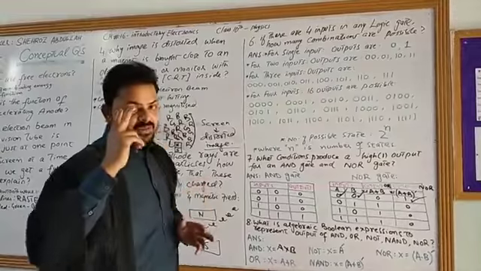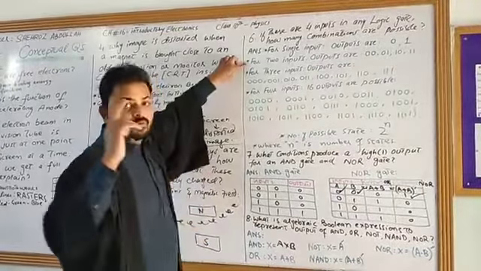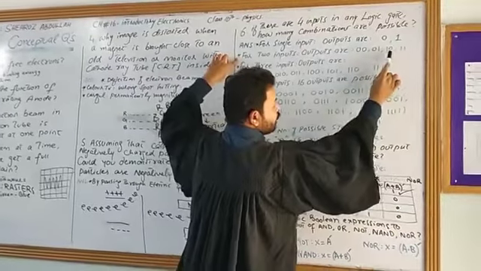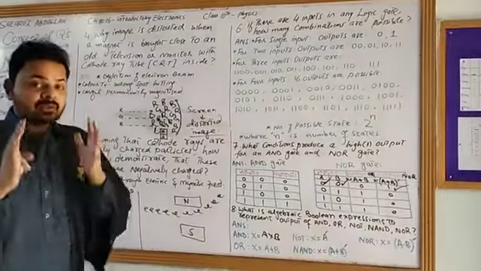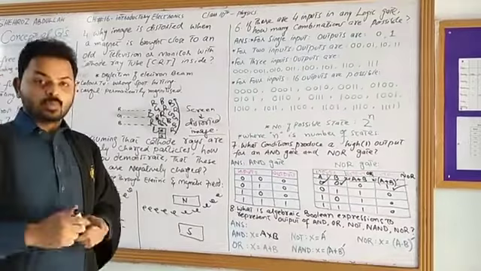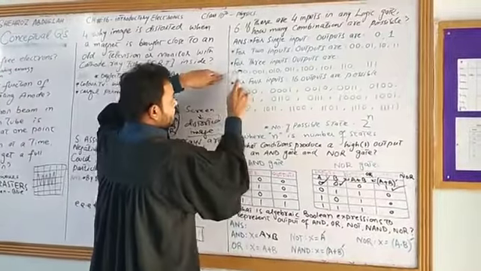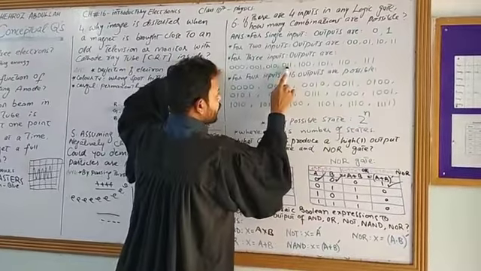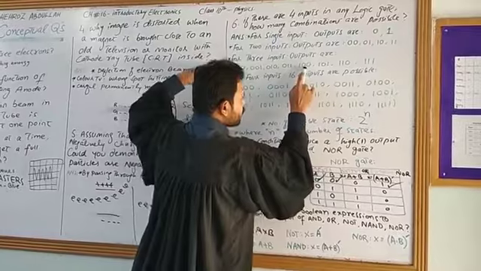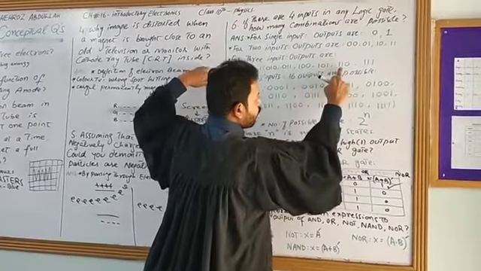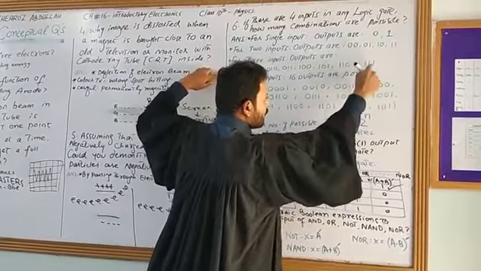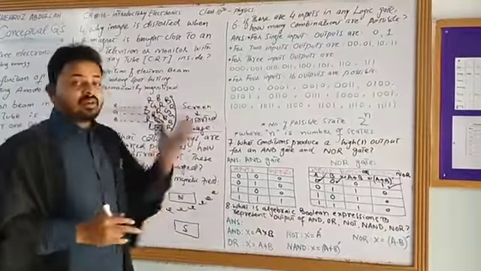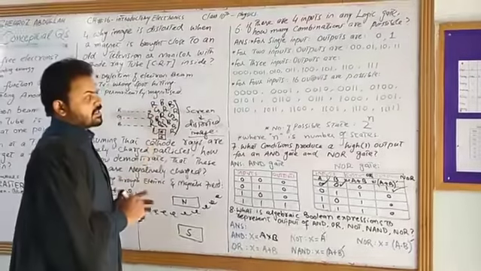Now, if there are 2 inputs, there are 4 outputs. If there are 3 inputs, then there will be 8 outputs. Look: 000, 001, 010, 011, 100, 101, 110, and 111. This is 8 outputs. Now, if there are 4 inputs, there will be 16 outputs. Please understand.